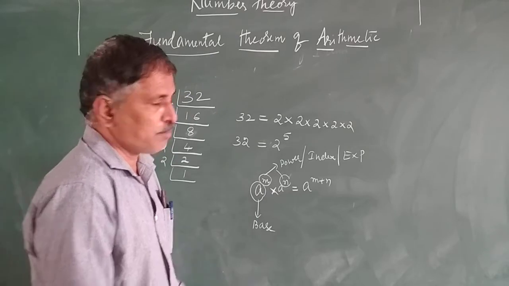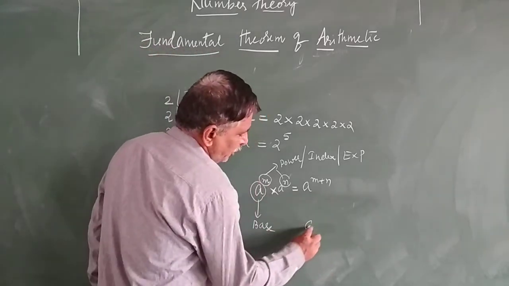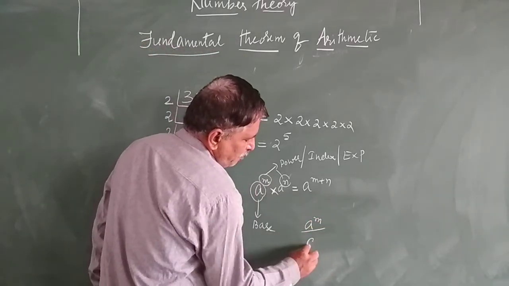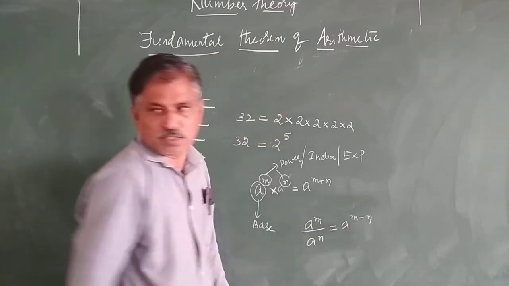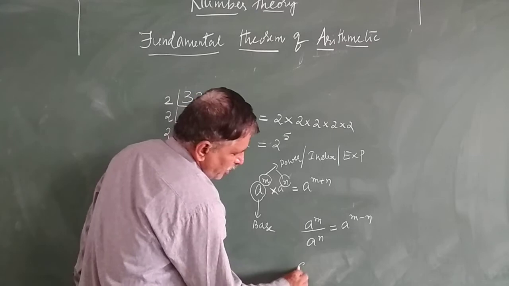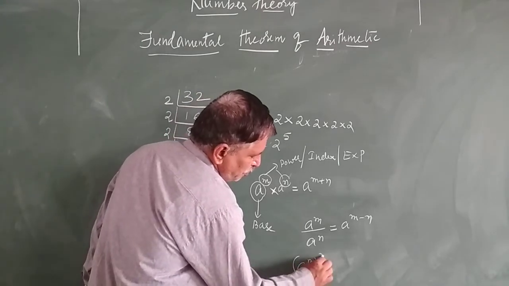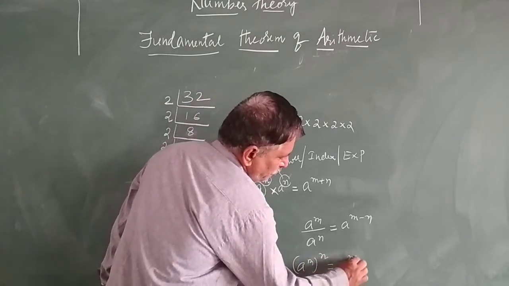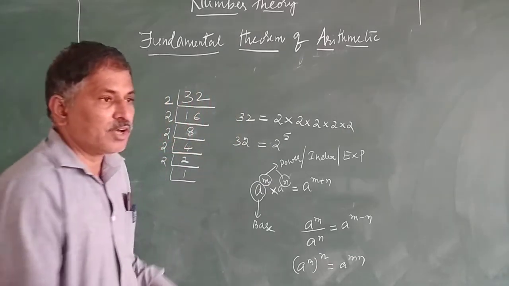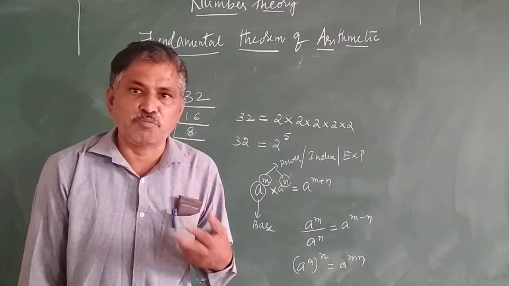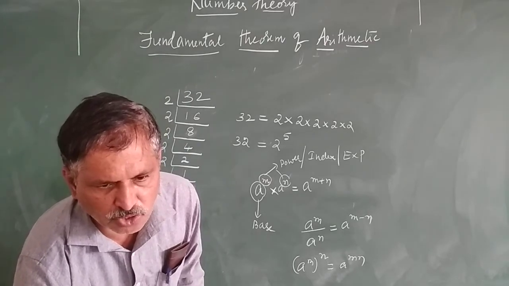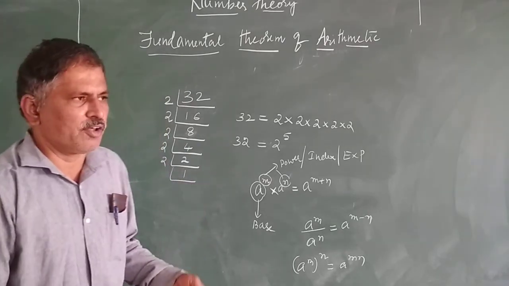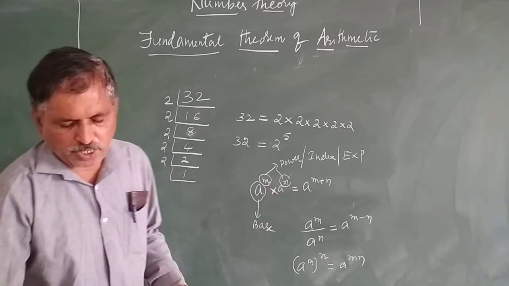We have another formula, a to the power of m divided by a to the power of n is equal to a to the power of m minus n. Next we have a to the power of m whole to the power of n is equal to a to the power of m into n. We have another two formulas called the change of base rule. Whenever required, I will tell you, this is more than sufficient.